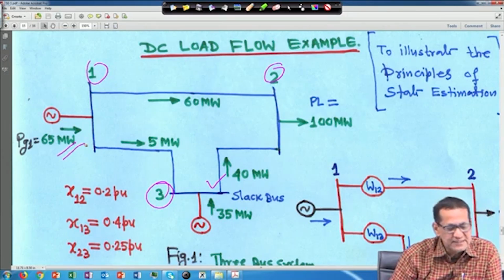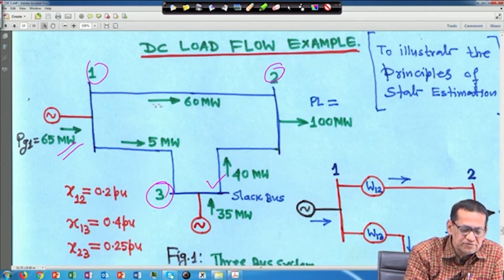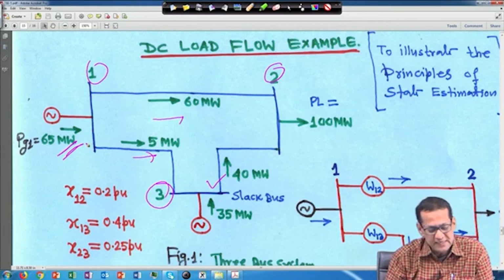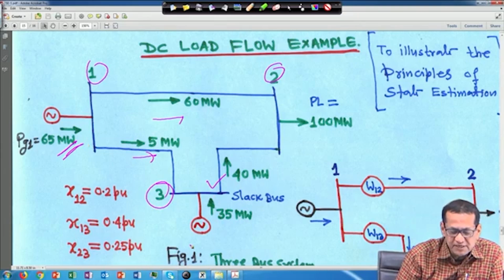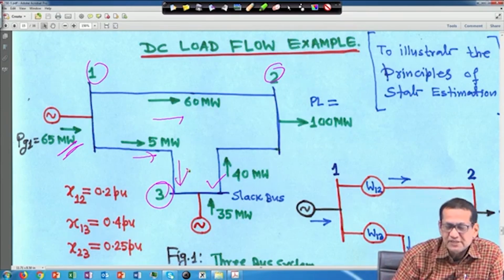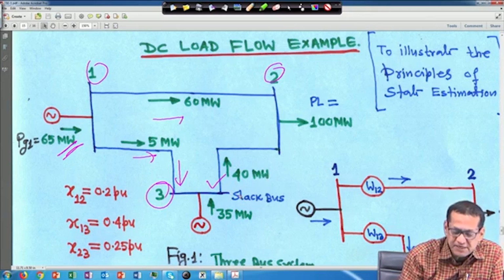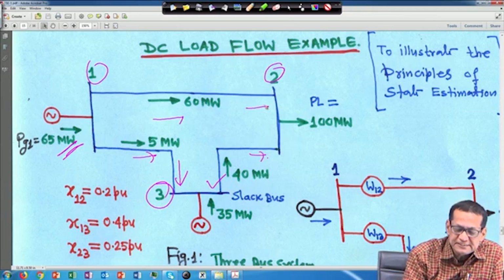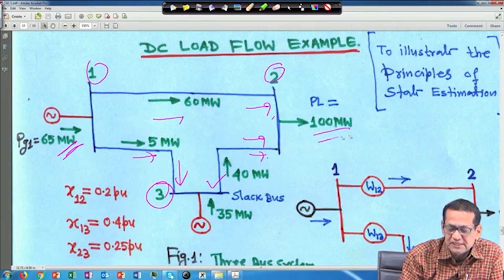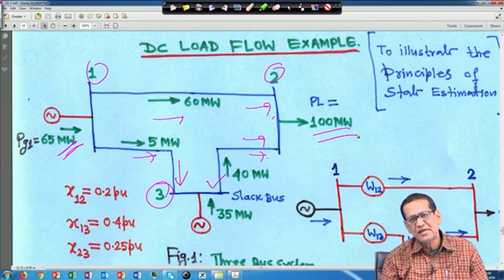Suppose power is injected here, 65 megawatt. So 60 megawatt is going to this side and 5 megawatt in this direction, total 65. Here this generator is giving 35 megawatt, and another 5 megawatt injection on this side, so the total is 40 megawatt injection. This 40 megawatt is leaving bus 3 and going here. So 60 is coming here and 40 is coming here, so the total load is 100 megawatt. No loss is considered, so it is a perfect balance.